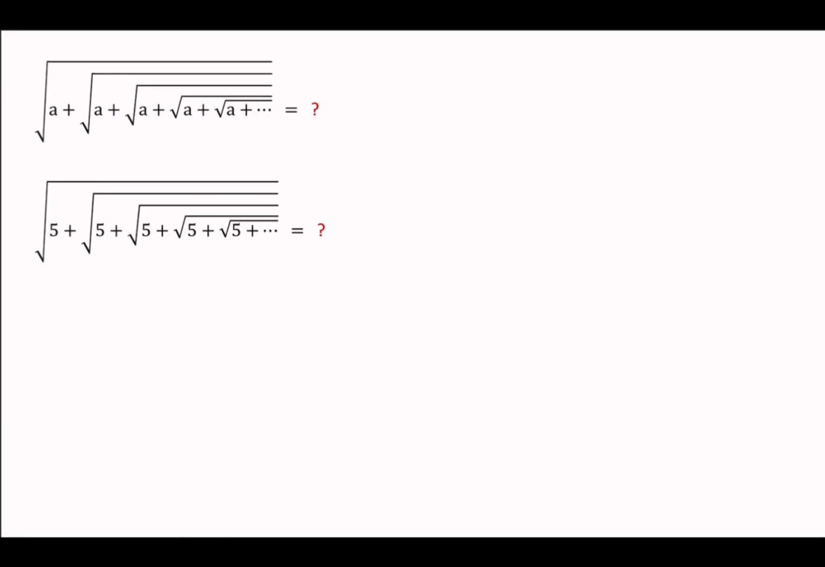Hi, today we're going to solve this infinity square root a plus. What's the value of this number? So if we let this number equal x, and if we start from the second square root a, it still has infinity square root a plus. So it is still x. Then we can write this equation as x equals square root a plus x.